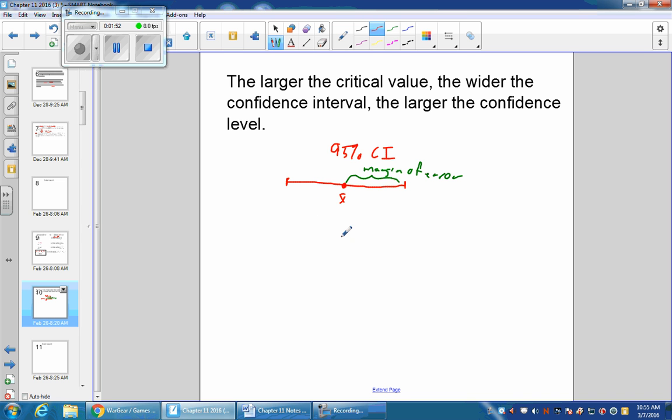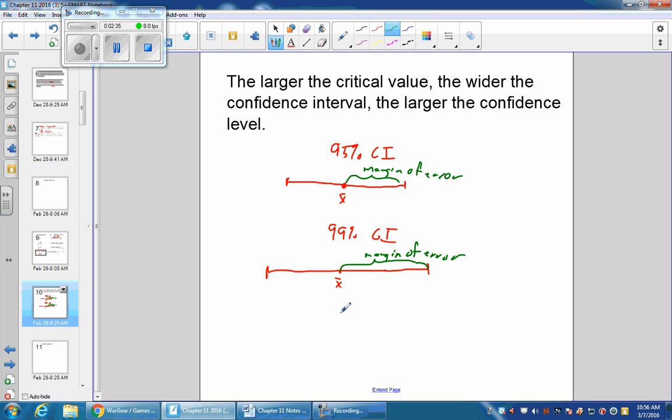Now, if I decided to increase this to a 99% confidence interval, my x bar would still stay the same, but my confidence interval would get bigger. Because if we're 99% confident that the true mean is in here, we're really confident of that. And now our margin of error is right here. So the confidence interval gets wider, and the confidence level goes from 95 to 99. That gets higher as well.